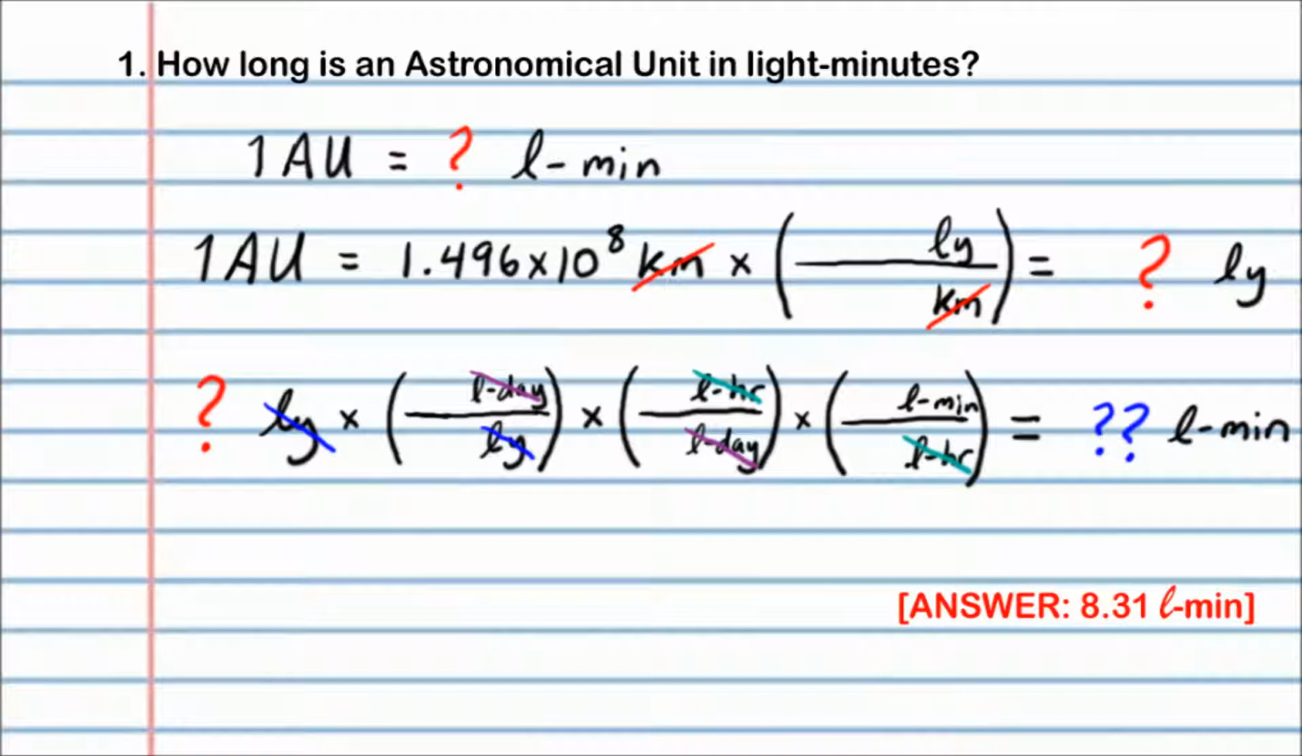This is the answer you should get, 8.31 light minutes. In other words, sunlight that you see on Earth is about 8.31 minutes old. So pause the video now, work out this calculation yourself, and make sure that you're getting the same answer.